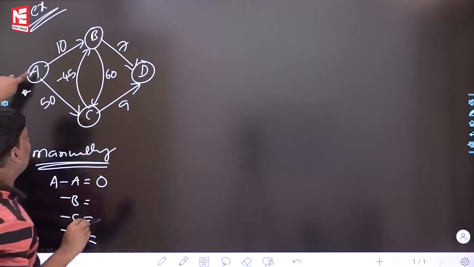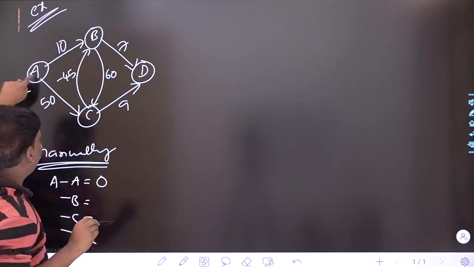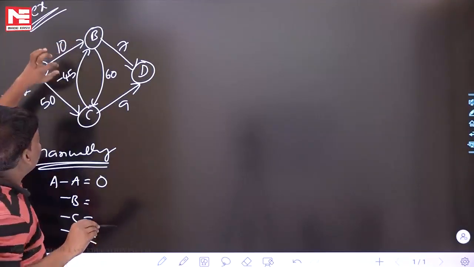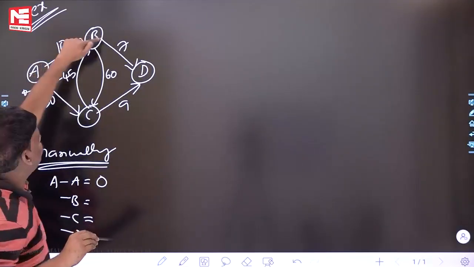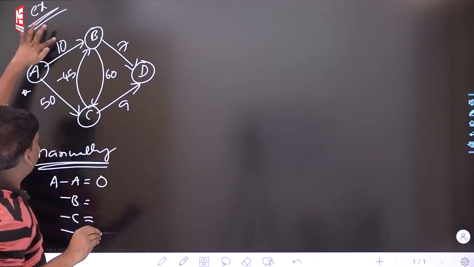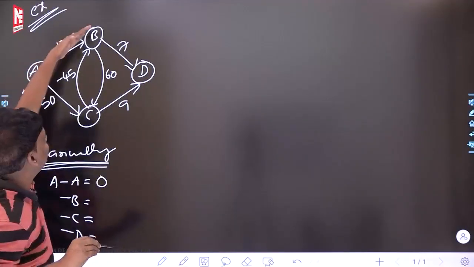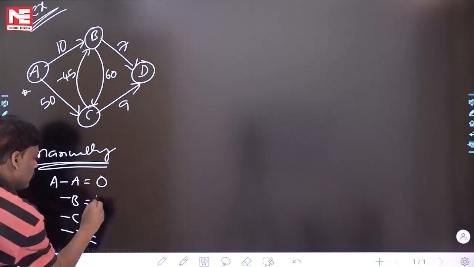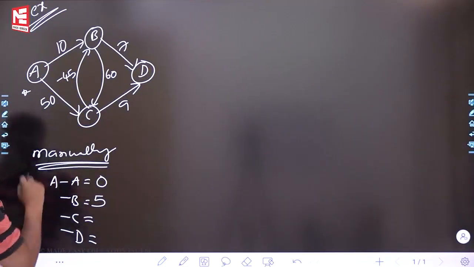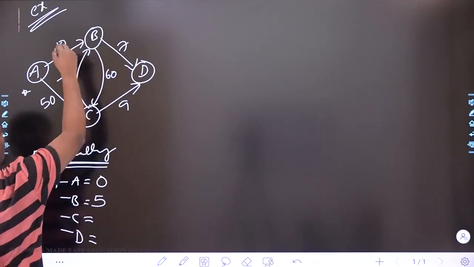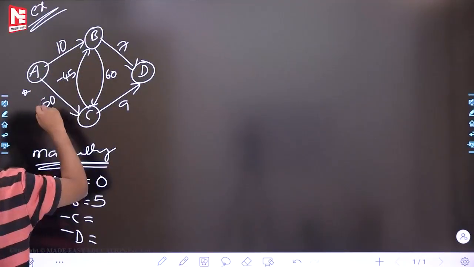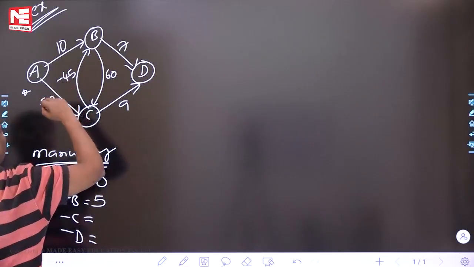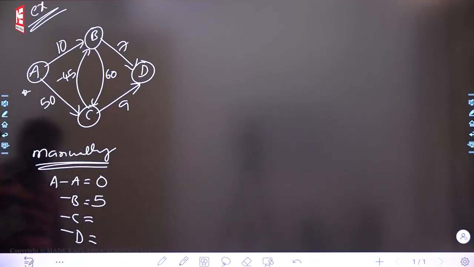If you go A to B directly, how much? 10. If you go A to C, C to B, how much? 50 minus 45. What is the answer? 5. Some people are thinking that to go from A to B, the best answer is 10. No. To go from A to B directly it is 10, via C it is 50 minus 45, so 5 is the answer. So A to B is 5.